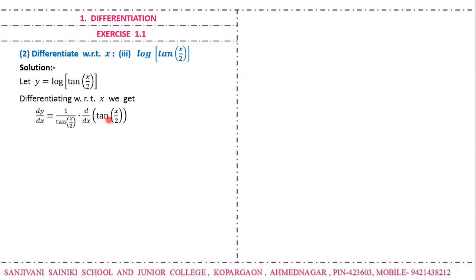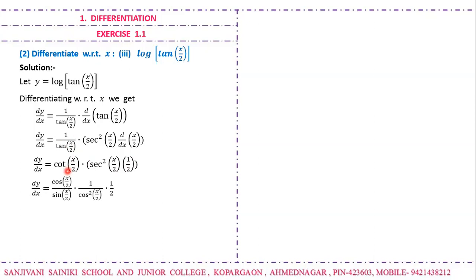Now here again I will use the formula for tan f of x. Derivative of tan f of x is sec square f of x into f dash of x. So sec square f of x into f dash of x, where f dash of x is the derivative of x by 2. So derivative of x by 2 is 1 upon 2, and 1 upon tan is cot.